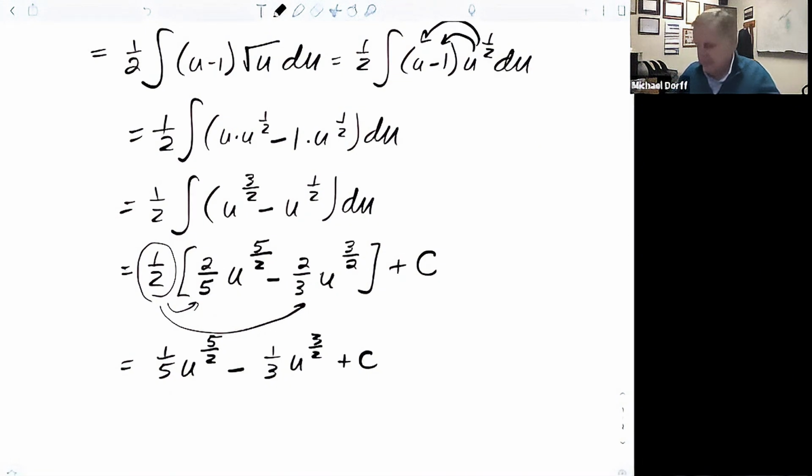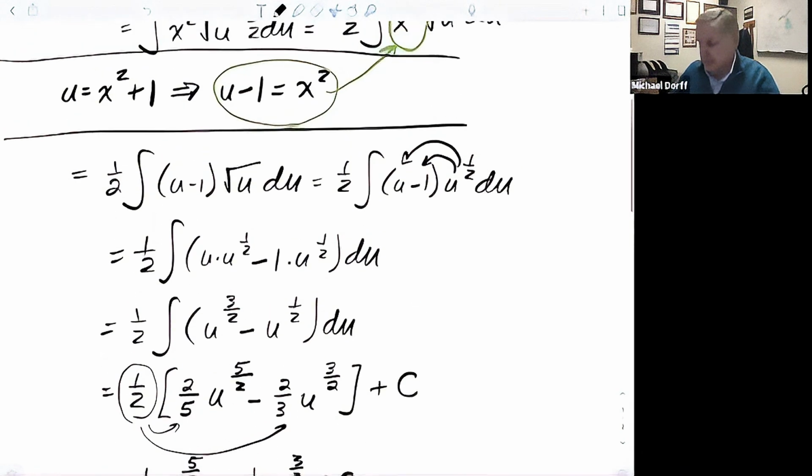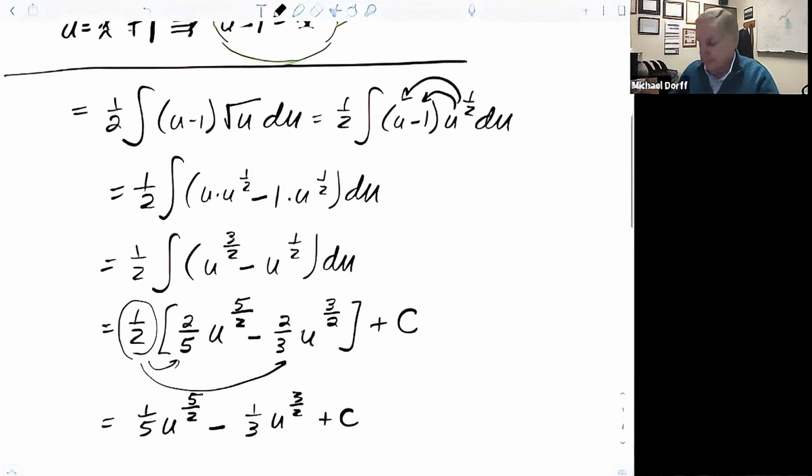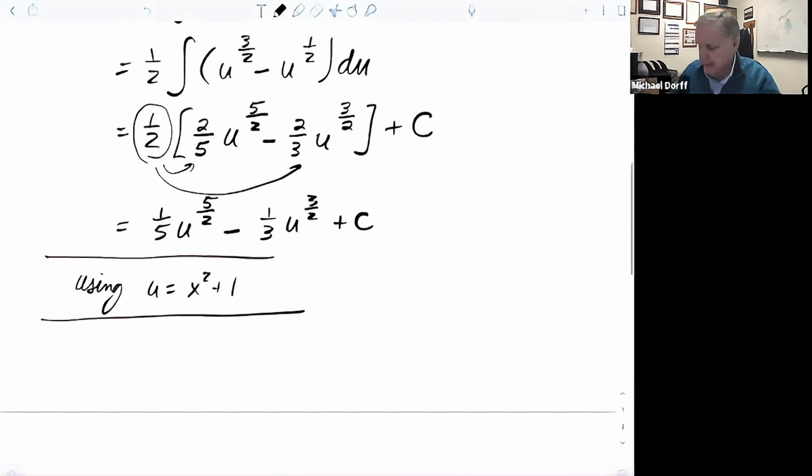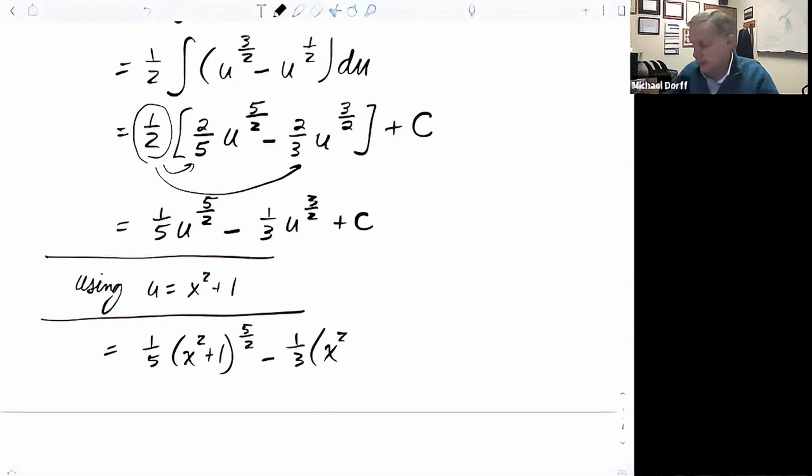The last step is to go back and reverse my u substitution, so substitute in for u. Remember, u was x squared plus 1. Using u equal to x squared plus 1, I substitute that in here, and I get 1/5 times (x squared plus 1) to the 5/2, minus 1/3 times (x squared plus 1) to the 3/2, plus c. And that becomes my final answer.